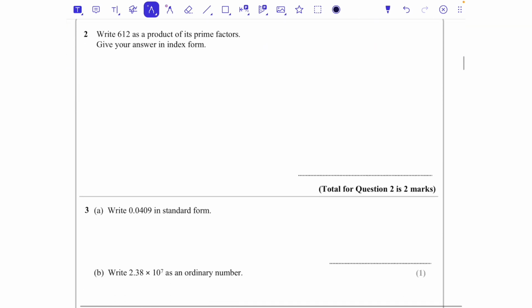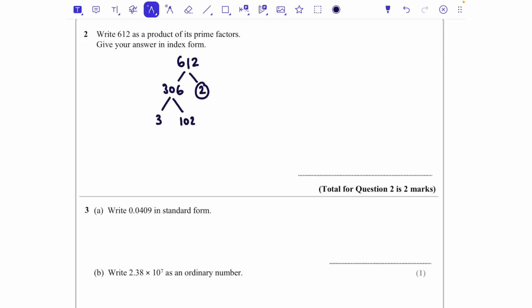Question number 2, write 612 as a product of its prime factors. Give your answer in index form. So we start with 612 at the top, and we need two numbers that multiply together to give 612. I'm going to go for 306 multiplied by 2. So I've halved it there to get that. Now 306 is in the 3 times table. I can tell because 3 add 0 add 6 makes 9, and 9 is in the 3 times table. So I'm going to divide it by 3, and that is 102.